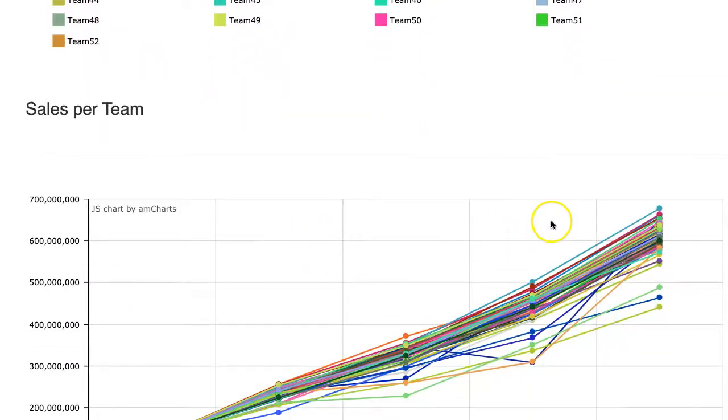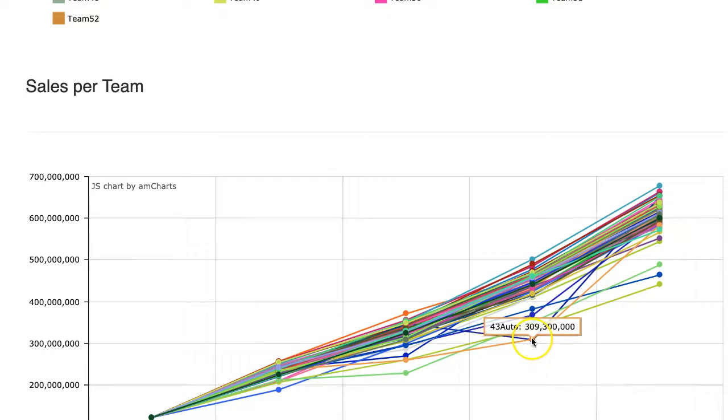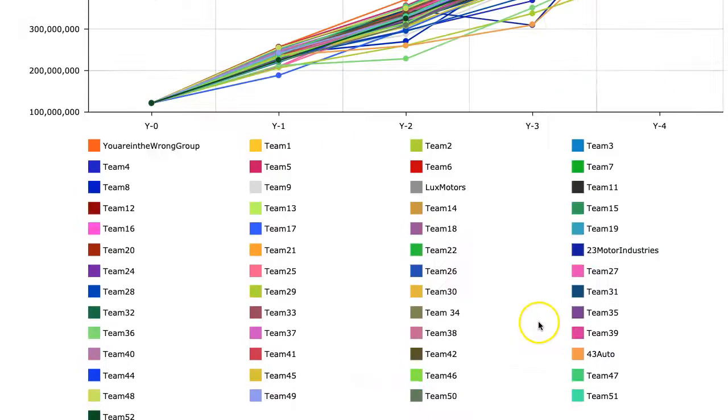Okay, sales. We have this company, Company 19, still number 1 in sales, followed by Team 5 and Team 7, over 600 million, almost 700. This company is getting close to the 700 million mark. We had one company here really bounce back in their sales, which is great. And also this blue company, 2023 Motor Industries, also greatly improved their sales this round, which is fantastic.